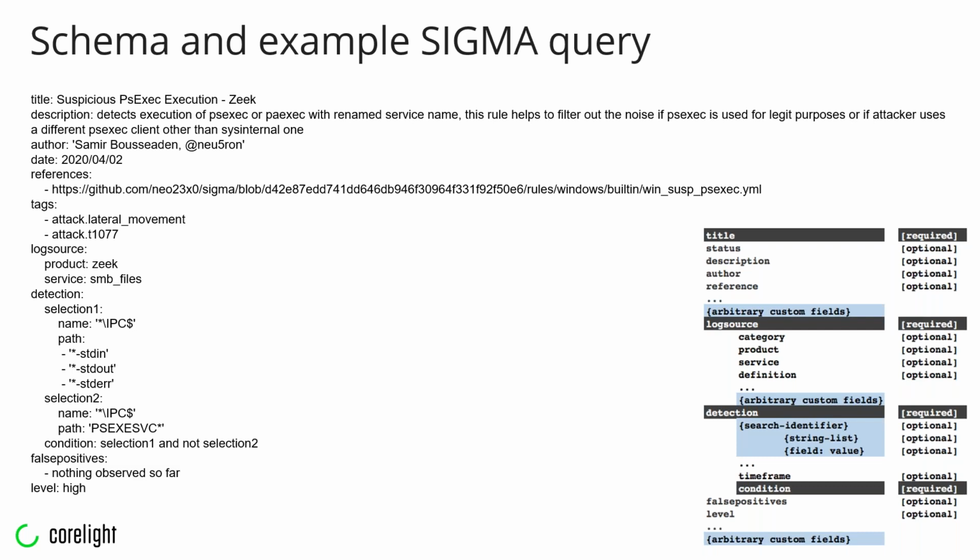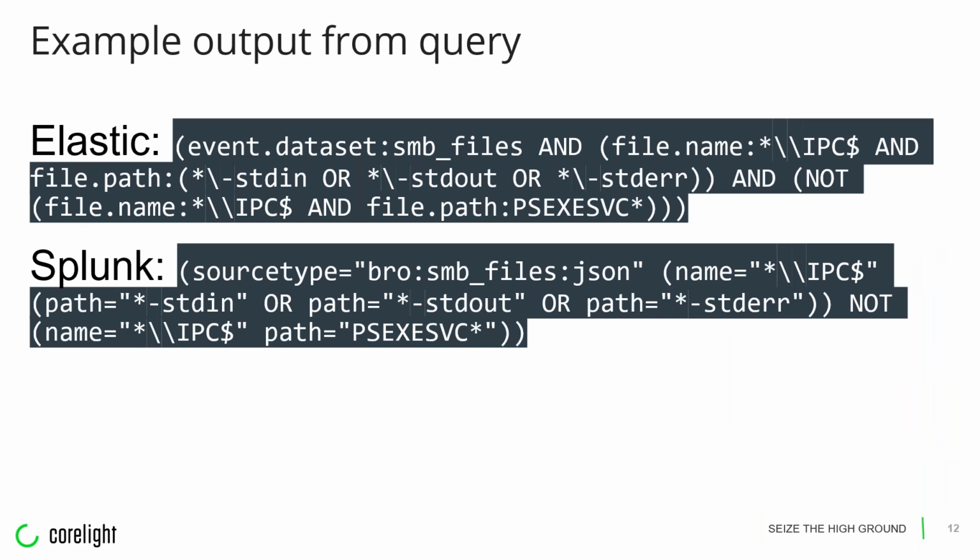You see the description and the authors, when it was written, some references, tags, and then the detection piece itself, which is what is being searched for. You see how it has a certain selection, it's looking for some paths, and then it has a condition there. That's an example of how simple Sigma is and how easy it is to write in straightforward language. On the next slide, we'll see what that looks like when you translate it from Sigma's format into a query for a specific SIEM.